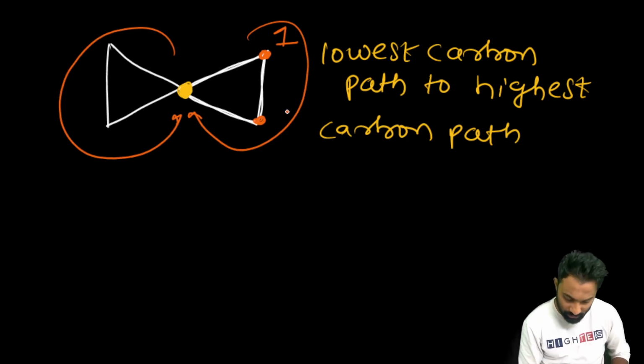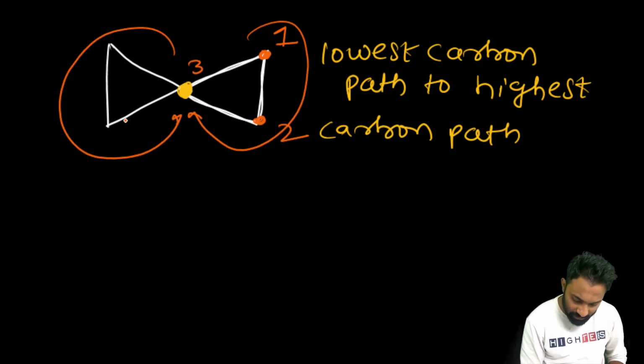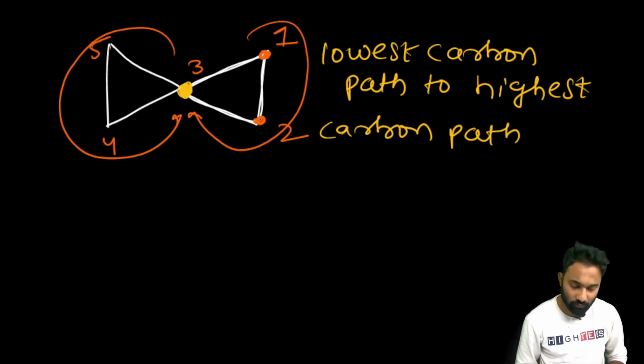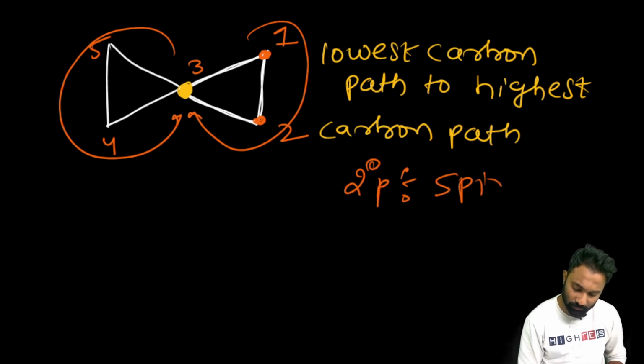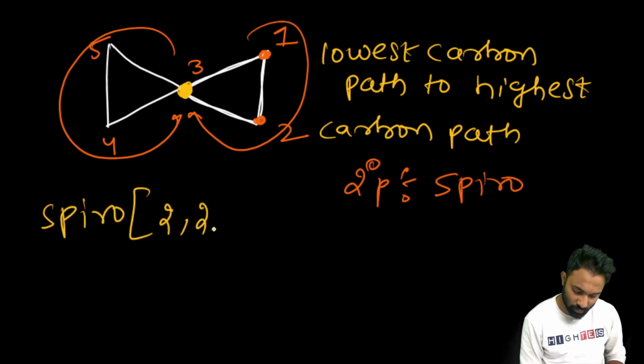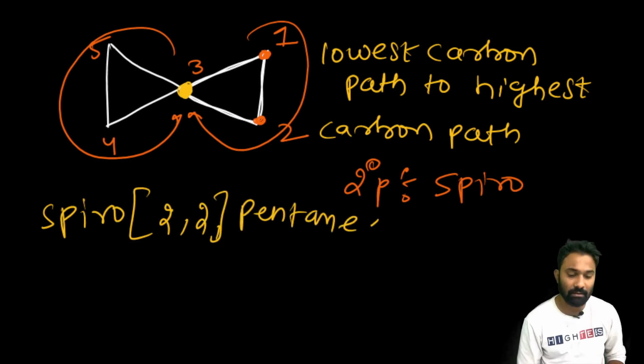Anything you can select. So this is 1, 2, now this is 3, and this is 4, and this is 5. Now here the 2 degree prefix for this one will be the Spiro. Now the name of this compound will be Spiro 2 comma 2. How many carbons are we having? Total 5, right? Pentane.